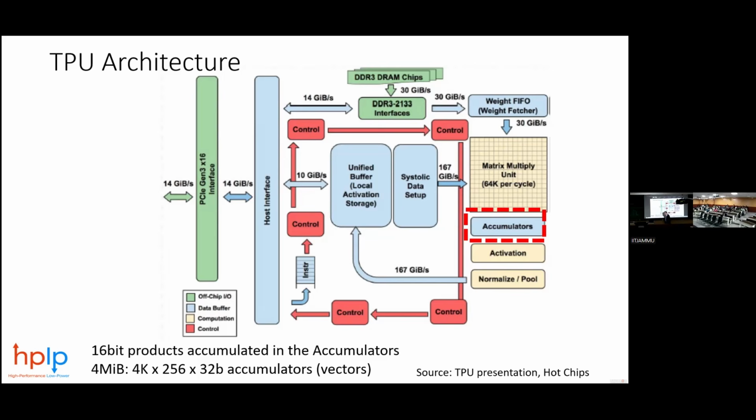I don't think those are relevant. So, yes, if you see, the weights are being fetched with the memory bandwidth of 30 gigabits per second from memory. But if you look at the left, the data is being fetched with 167 gigabits per second. So why is there a difference between the memory bandwidth of these two interfaces?